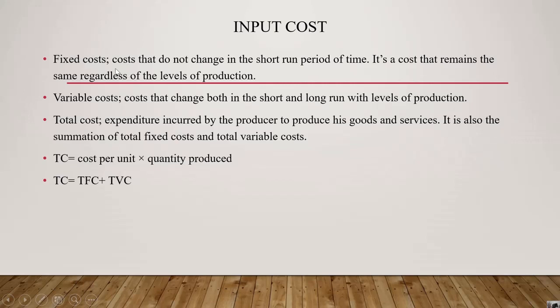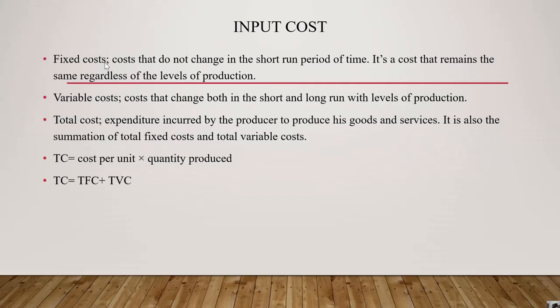So maybe just a little bit, we also have what we call fixed costs. Fixed costs do not change in the short run or period of time. These are costs that remain the same regardless of the levels of production. All right, I have another one here, variable costs. We have already talked about them during our concept of total physical product. And we are saying these cause changes in the short or long run with the levels of production. They move with the levels of production. They change with the level of production.